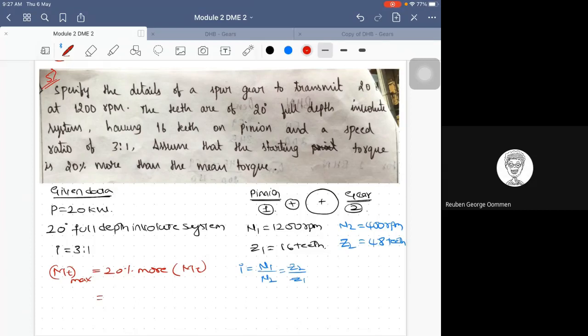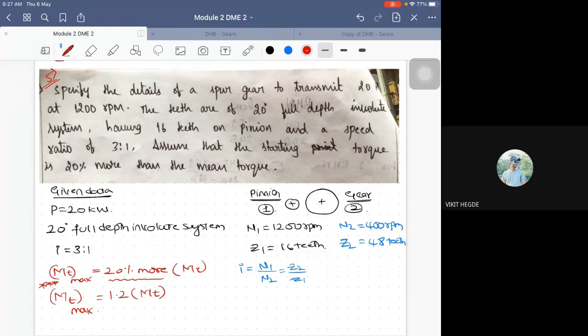Anyone? If it is 20% more than MT, it means convert this to 1.2 MT. Exactly, so it is 1.2 of MT. Careful about this, it comes while you are calculating the torque. You have to consider the value of MT. That is the only change in the problem, guys. Everything else is the same.